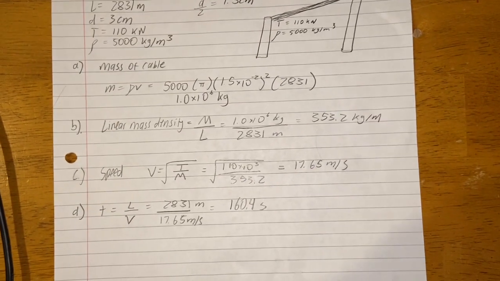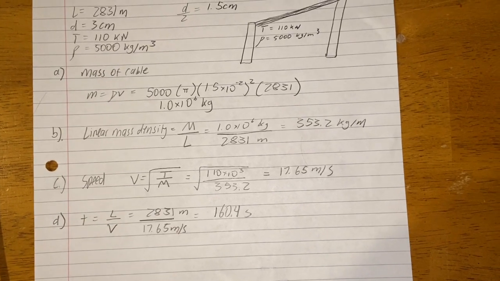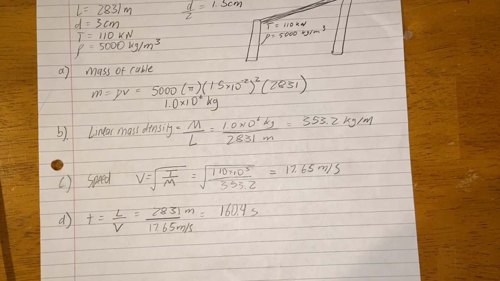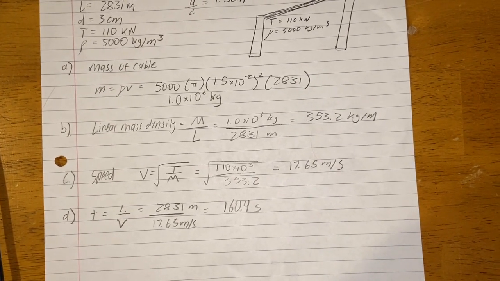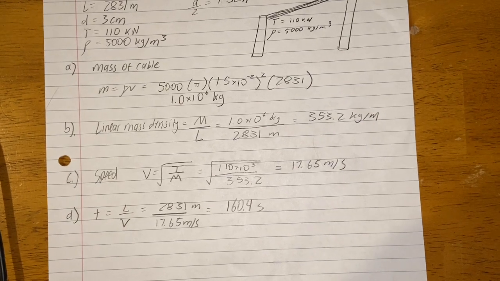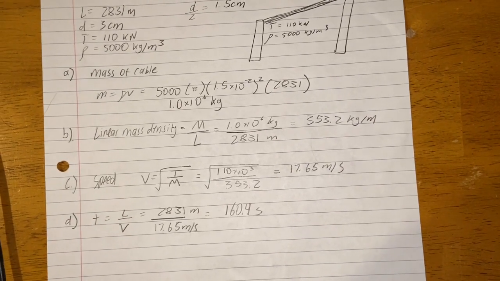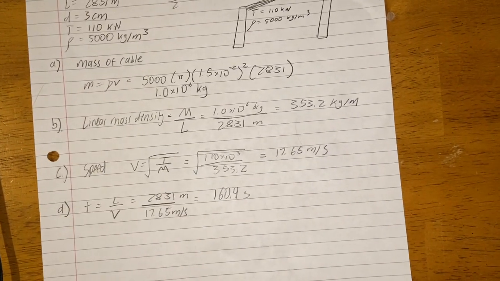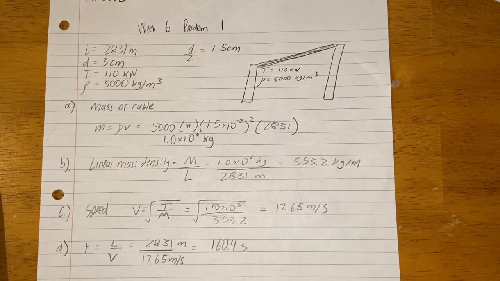Just some of the tricky parts in this problem were converting some of the units, such as kilonewtons or centimeters, to the metric units that we want to use. That was probably the trickiest part. And this just has to do with what we're learning in class about waves. That's the main part.